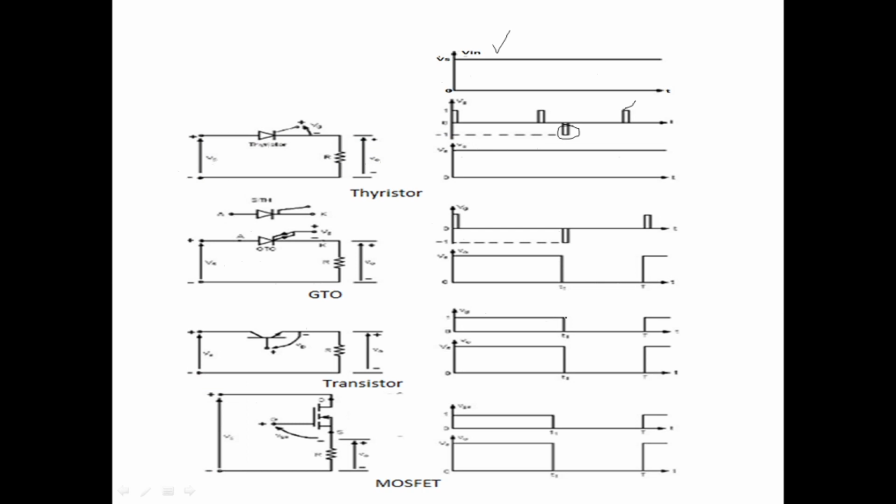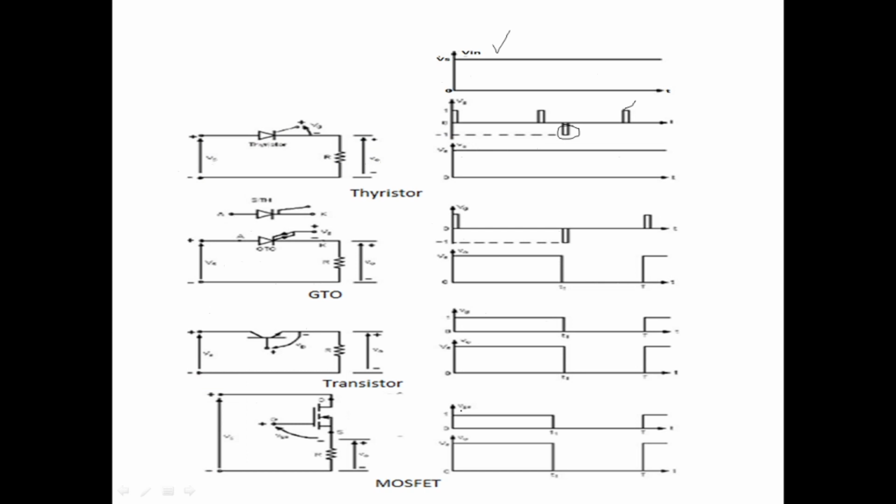Next, now if you are making VBE 0 here, then what happens? This transistor will turn off. Once it is turned off, it is acting like an open switch, so no current flows from input to power, so no voltage across the load. So that's the reason load voltage is 0.